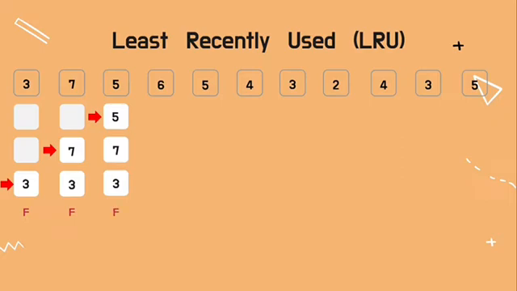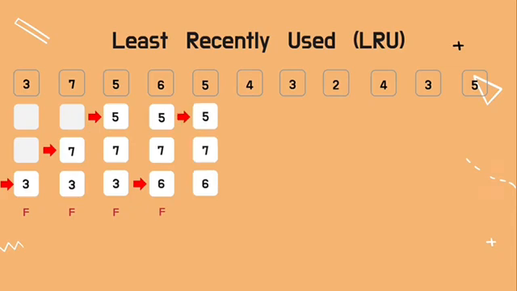Next, we have a string value of 6. Since string value number 3 is the least used, the number 3 will be replaced by the number 6, and there is a page fault. The string value of 5 is already in the frame. It will take the existed place in the frame and will not replace any value in the frame, so there will be no page fault. Proceed with the string value number 4. It will replace number 7, which is the least recently used, and there is a page fault.